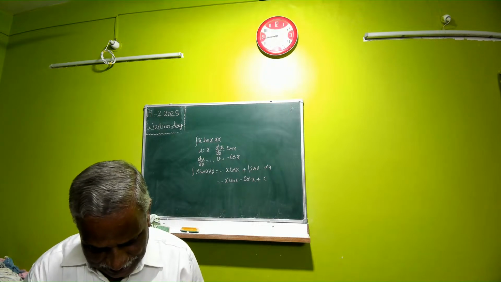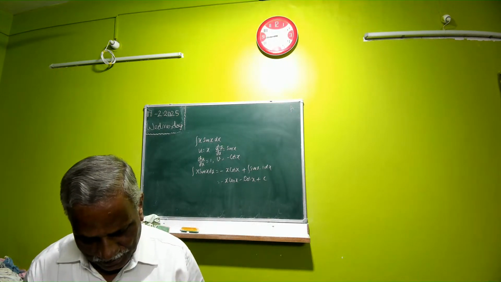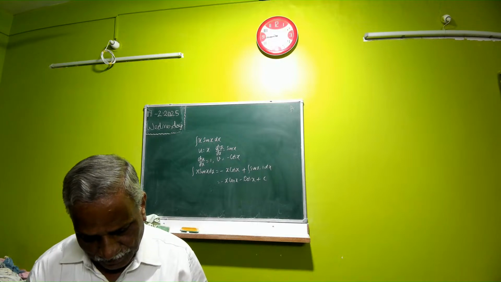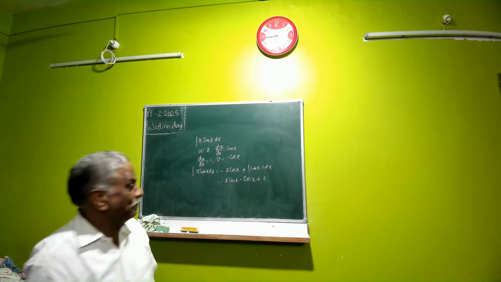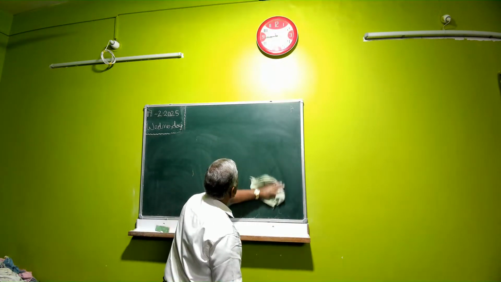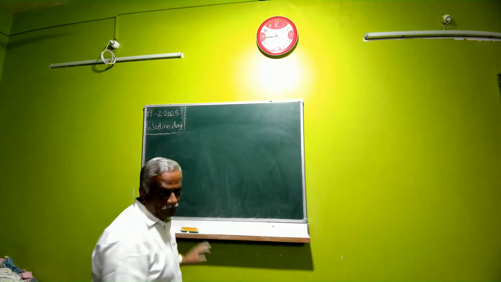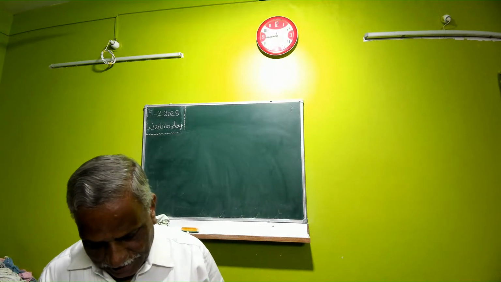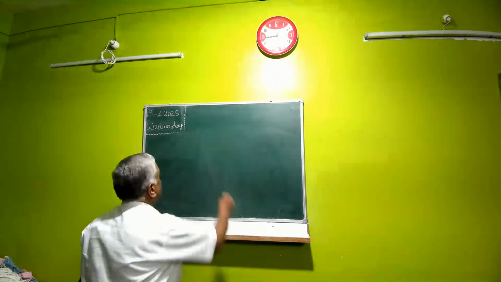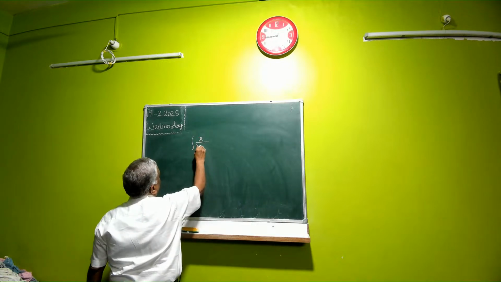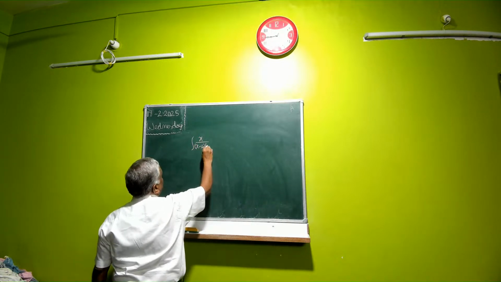Next, we move on to the June 24 paper. In June 24, the question they have asked is pertaining to partial fractions. X over x minus 4 into x minus.